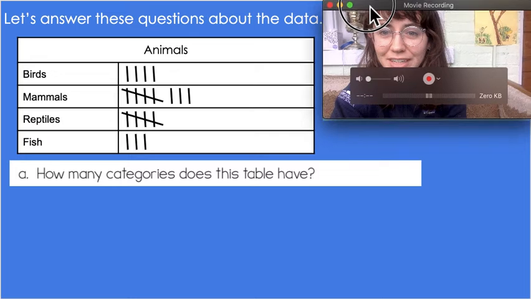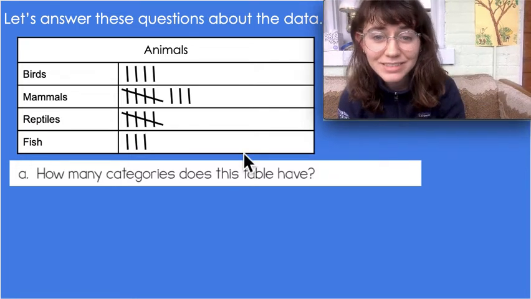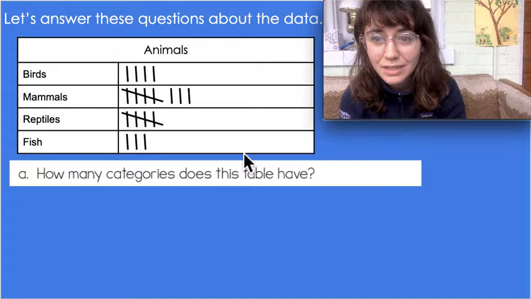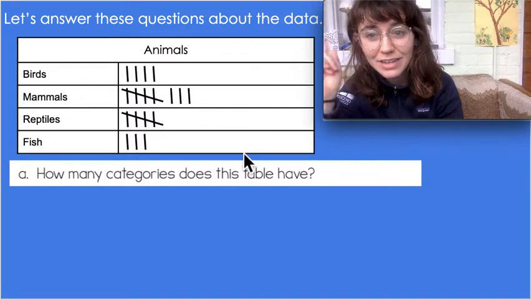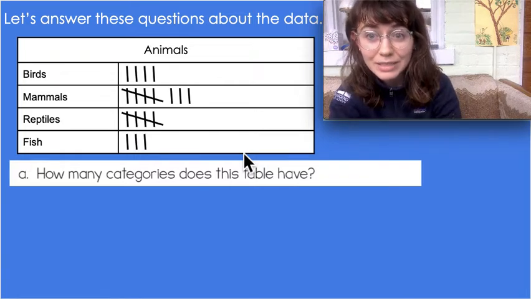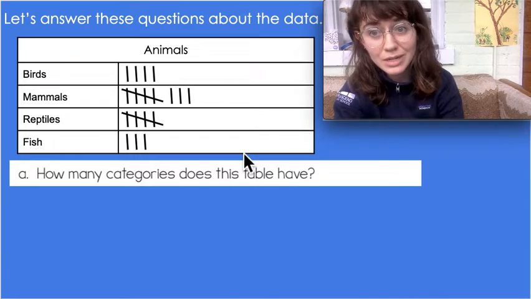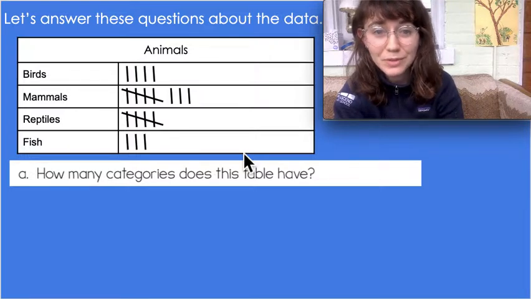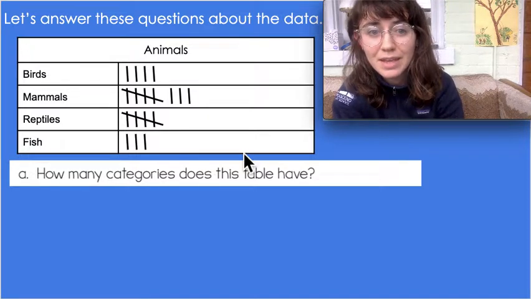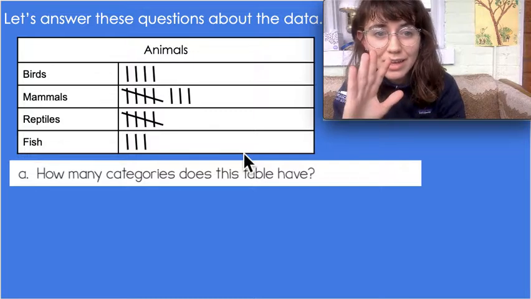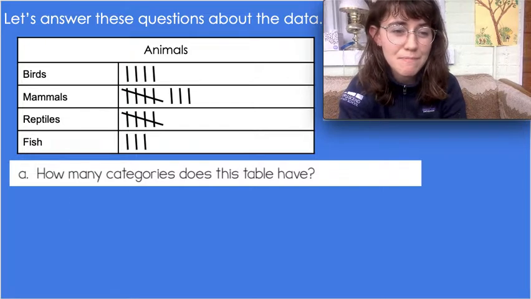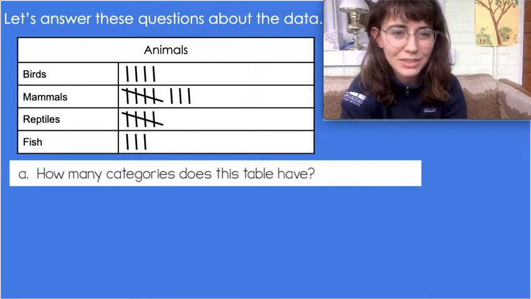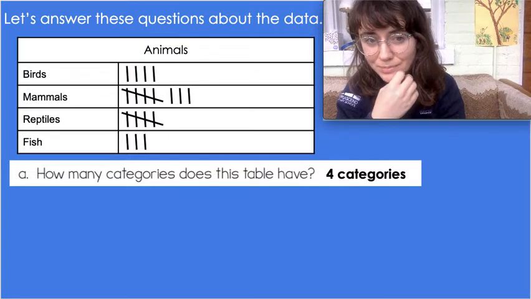So our first question is, how many categories does this table have? So first off, I want you to think and I want you to count how many categories it has. Remember, categories means the different groups that we sorted the animals into. So the something that they had in common. If you thought that we had 4 categories, you are correct. We have the birds, the mammals, the reptiles, and the fish. And so that's 4 categories total.